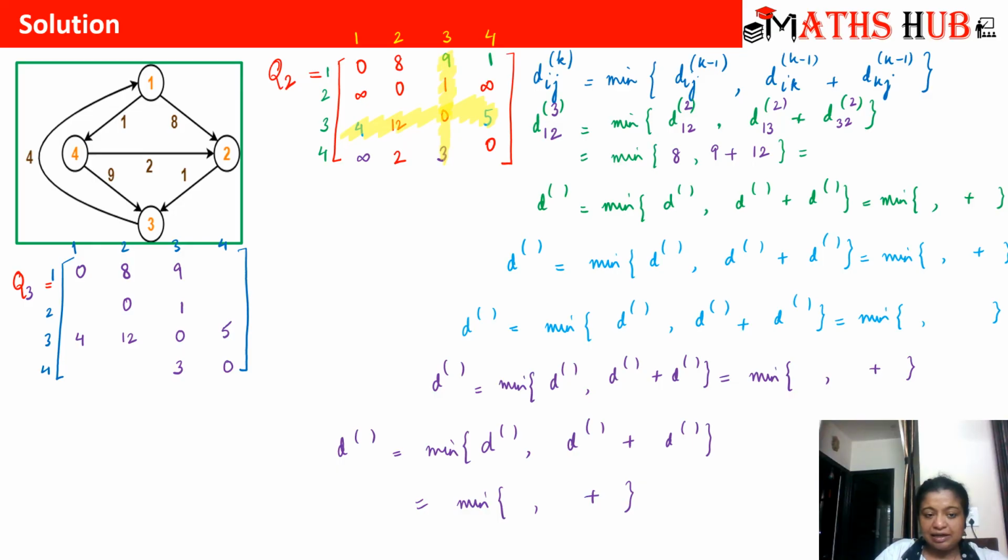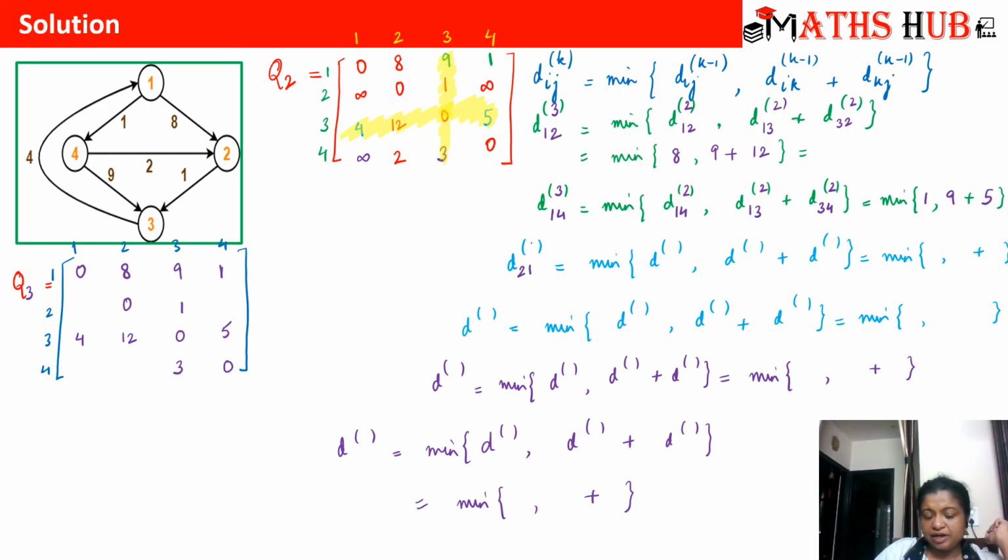Next, now we will calculate D14. D14 in the new matrix 3 is D14 in the previous matrix 2, D13 in the previous matrix 2, D34 in the previous matrix 2. Right? Now how much is D14? D14 is 1, D13 is 9 and D34 is 5. So the minimum distance is 1. Right? Then let's calculate D21.